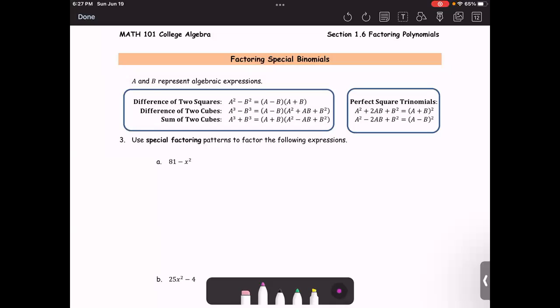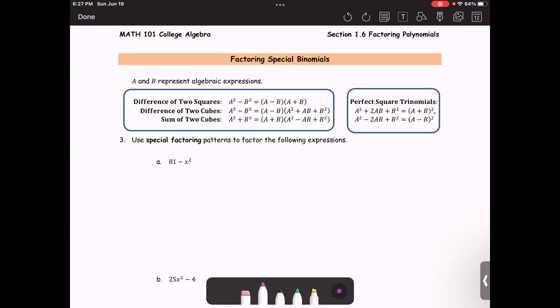For the perfect square trinomials, A plus B quantity squared is the same as A squared plus 2AB plus B squared, and A minus B to the second power, or A minus B squared, is similar. So we get A squared minus 2 times AB plus B squared. Now, in this example, we are going to use the special factoring patterns to factor the following expressions.